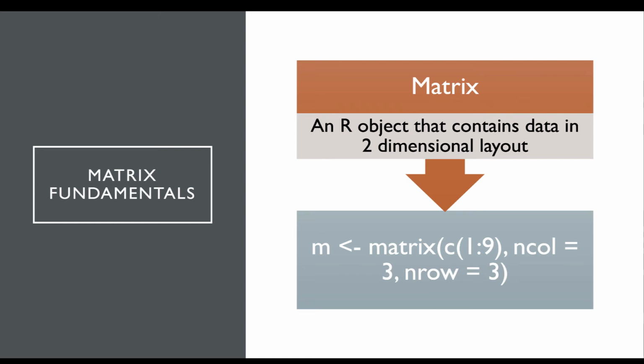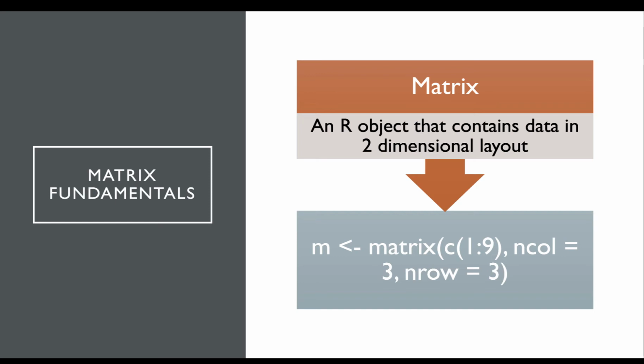Another data structure within R that can store multiple data elements is the matrix. A matrix is an R object that contains data elements in a two-dimensional layout. A two-dimensional layout means that this data structure can have rows and columns. In fact, it can have multiple rows and multiple columns.